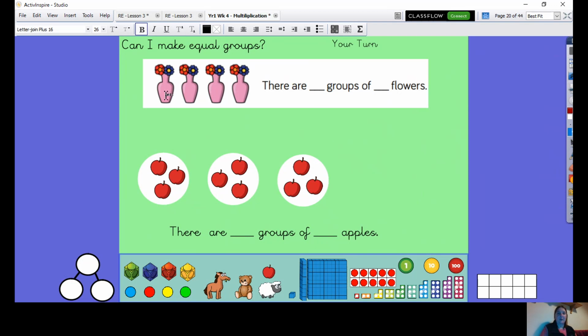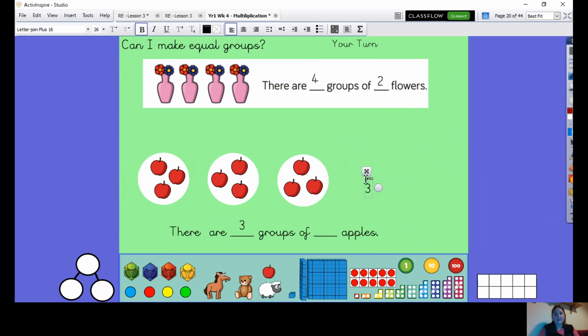Okay, so hopefully you went 1, 2, 3, 4. So 4 groups. So 4 vases are my 4 groups, and then we've got 2 flowers in each vase. Okay, and then here, how many groups have I got? 1, 2, 3. I've got 3 groups, and then how many apples? 1, 2, 3. There's 3 apples in each group.